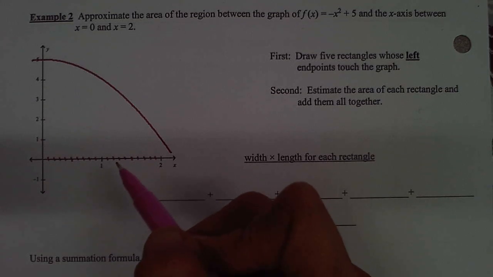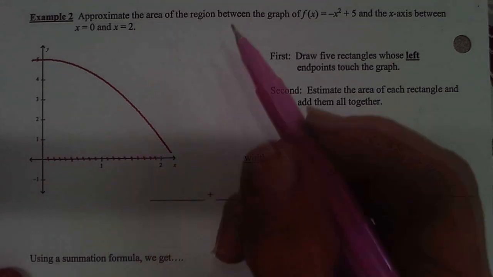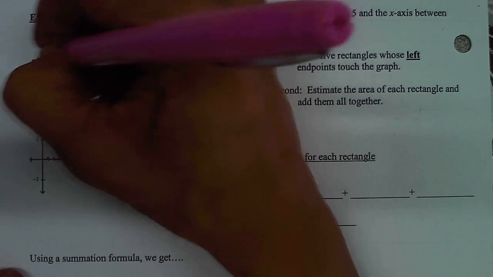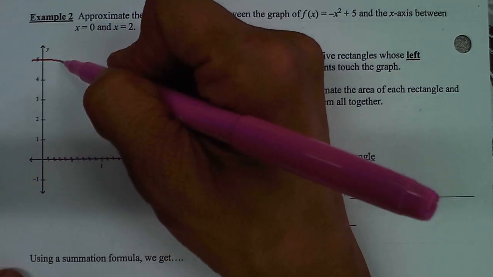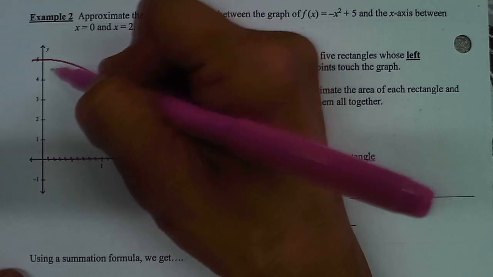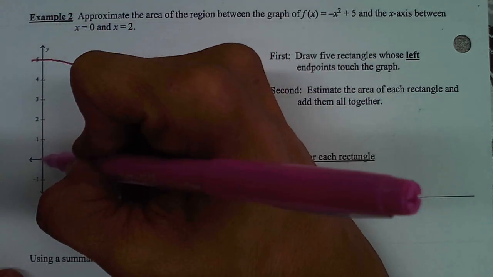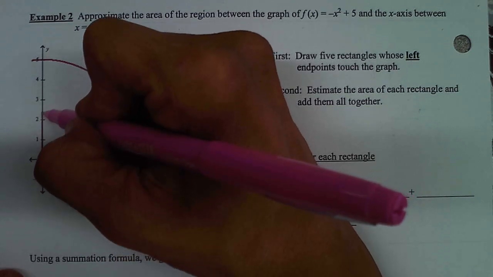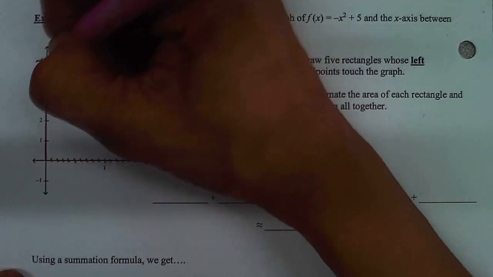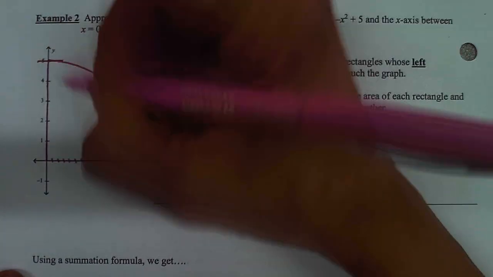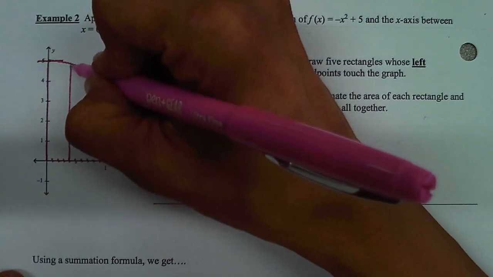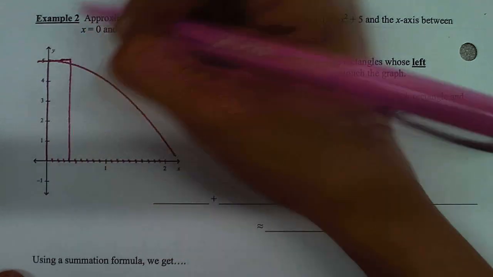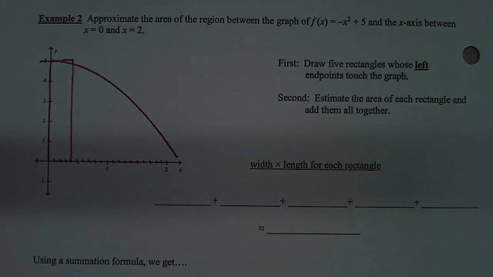And now when we go to draw our rectangles, instead of going over 4 and going up to the curve and then drawing across, we're going to start at 0 and go up until we hit the curve. Then we're going to go across and meet our 2/5 here. So the rectangle comes straight across. So you can see it's sticking out a little above.